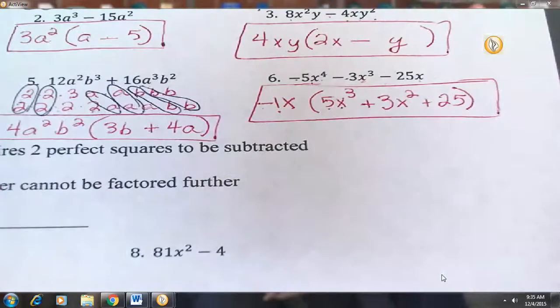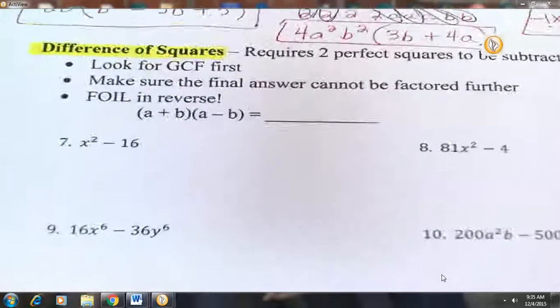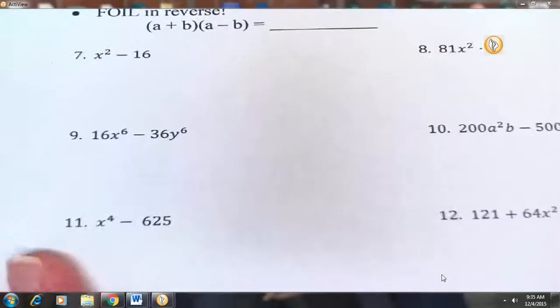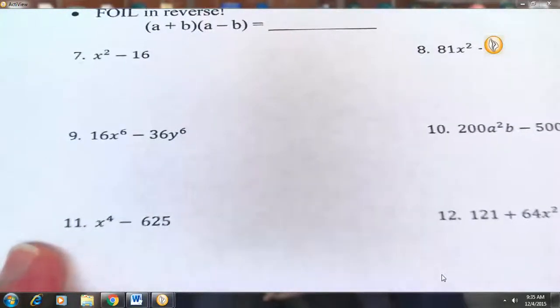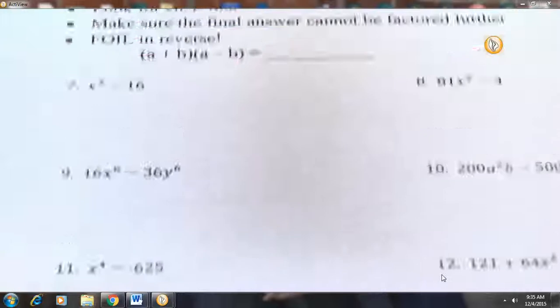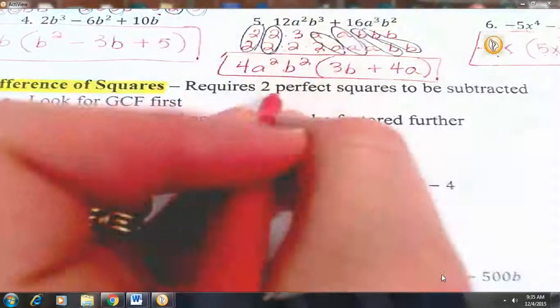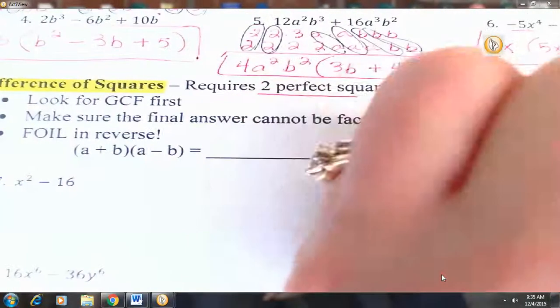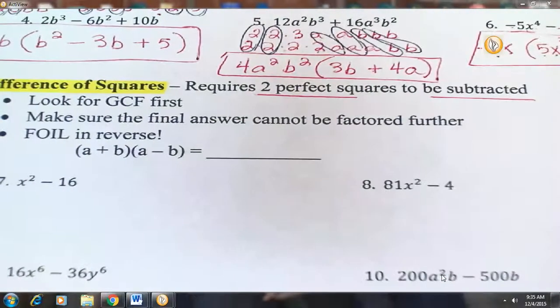All right, let's move on to difference of squares. I think you'll like difference of squares. It's a little bit easier, I think, than any others. It goes pretty quick. For difference of squares, it is going to require 2 perfect squares to be subtracted in order to perform this method. You have to have 2 perfect squares and you have to be subtracting.